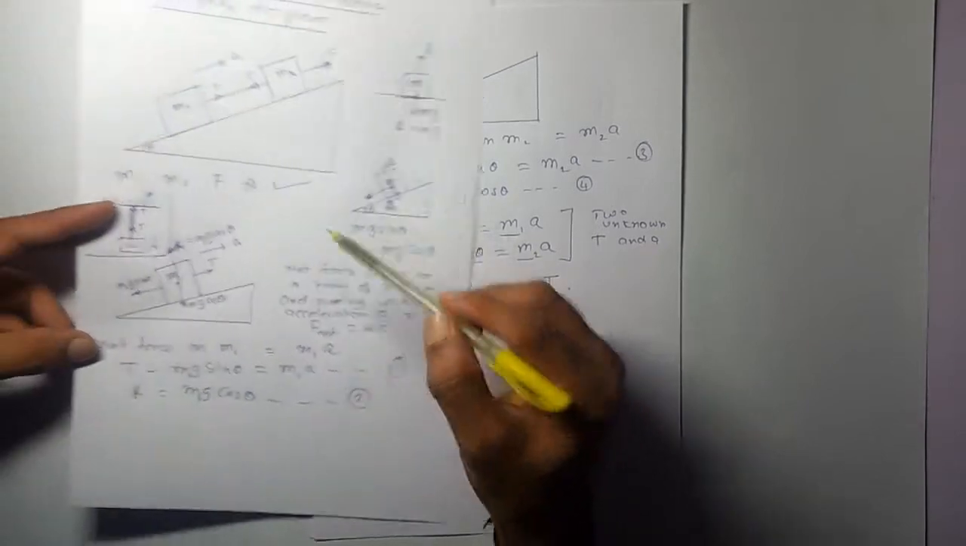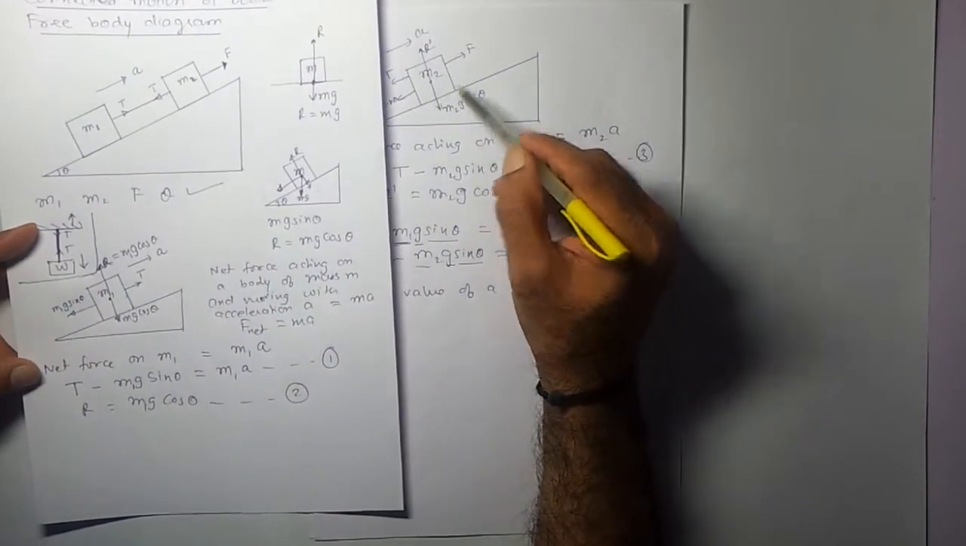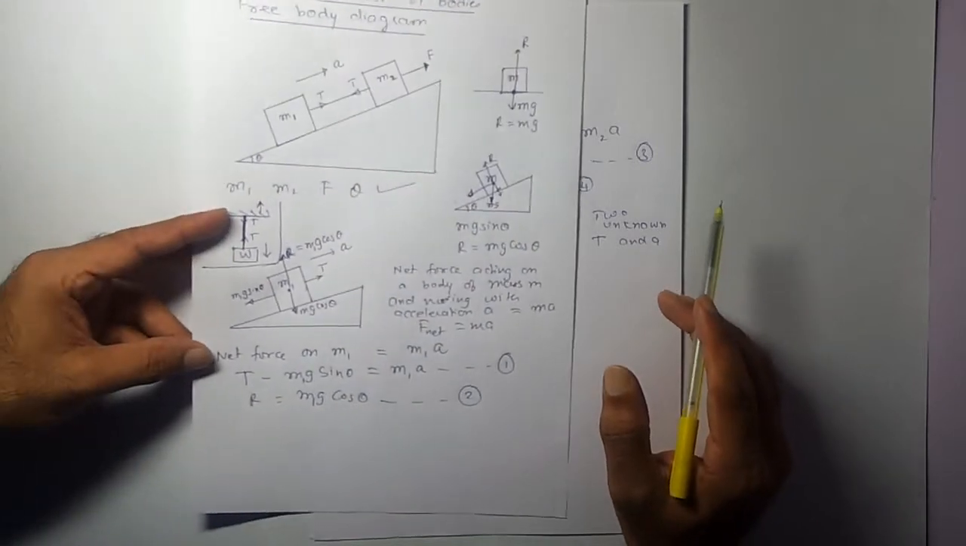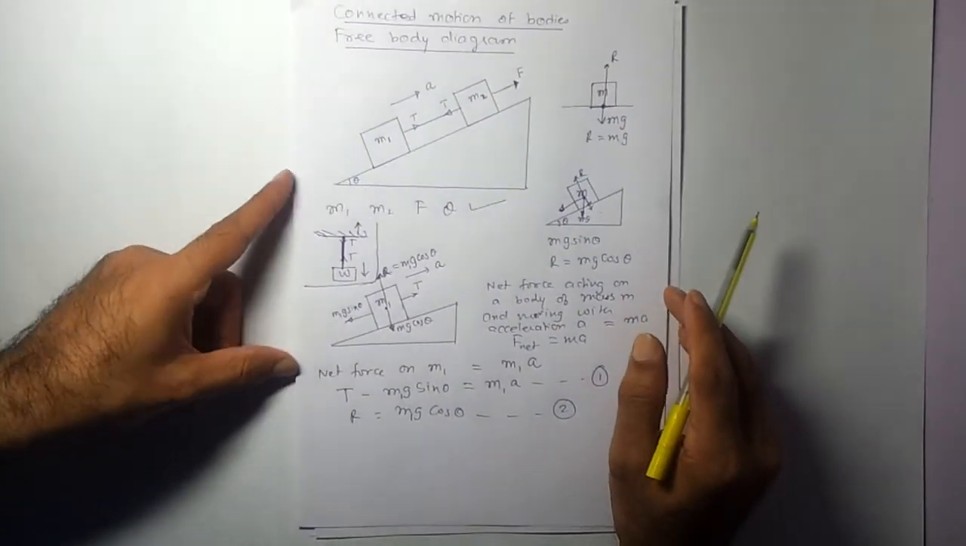Hope this has helped you understand the free body diagrams for connected motion of bodies, and in one more video I'll look at a few more examples of connected motion of bodies.